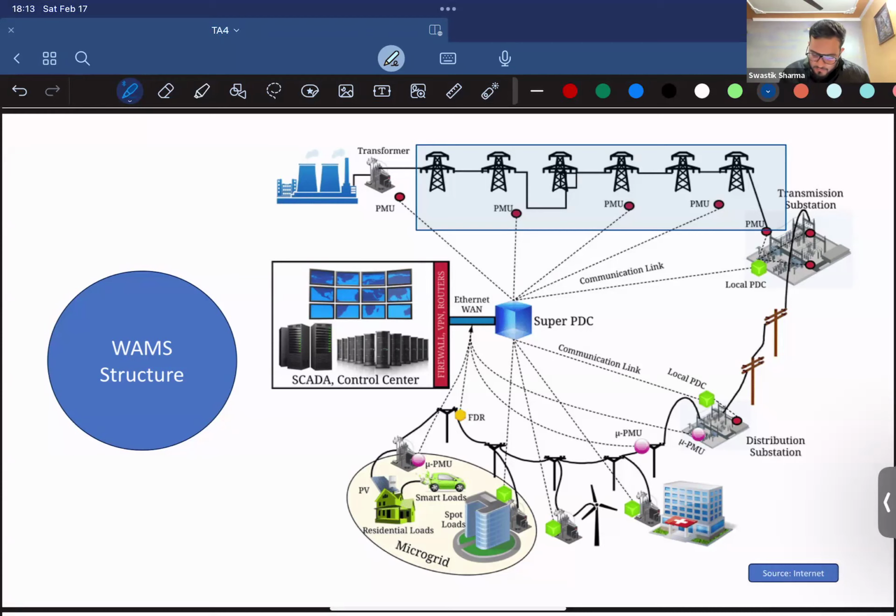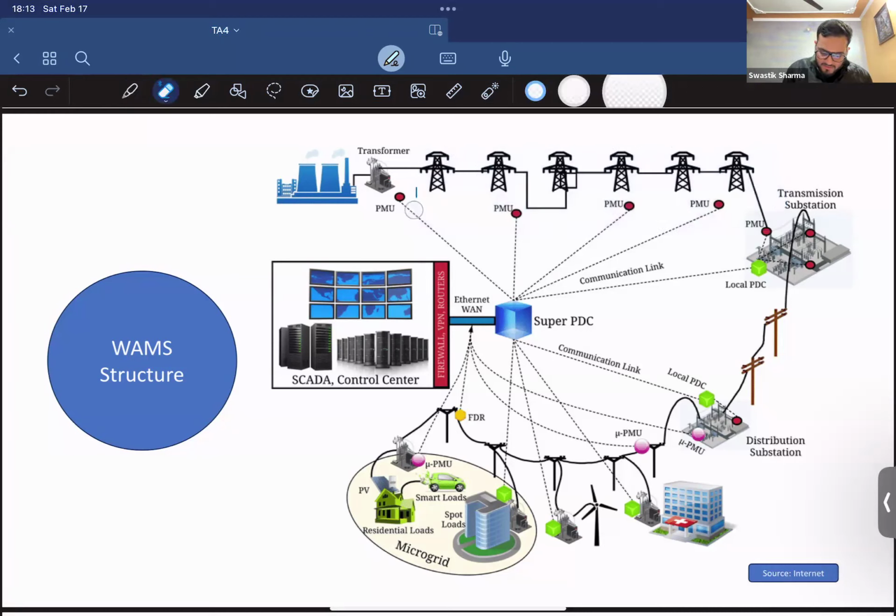You can have different PMUs dispersed at different places in the whole network, marked by these red dots. And you can have local PDCs. The PDCs are phasor data concentrators. PMUs are in contact with their local PDCs, where all of this phasor data is sent, and the PDCs then evaluate this data, store this data, and send it to the control center.